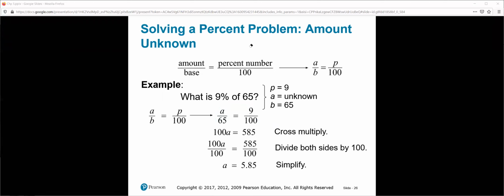And then, as we've talked about plenty of times, once you have this stuff made, you cross multiply, set up your equation, solve your equation, divide by 100 because division is the opposite of multiplication. And there you go, 5.85. And now what you do is if you divide 5.85 by 65, you'll get 0.09 because 0.09 is 9%. Fantastic.